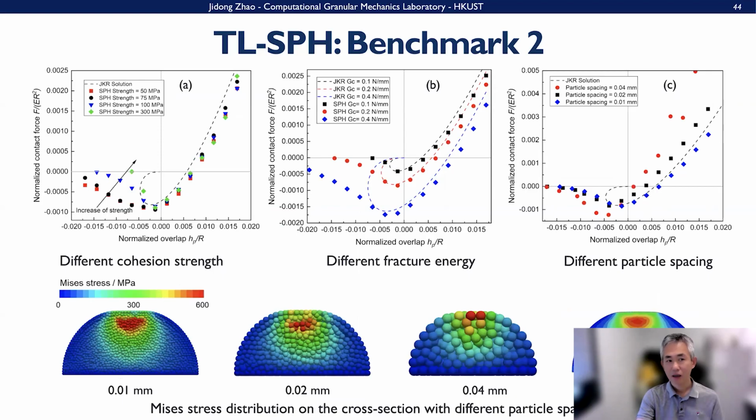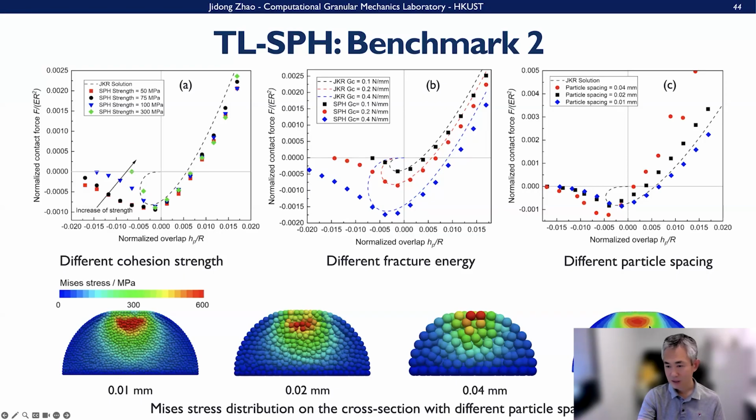examination of the contact force as shown before, how that would depend on the strength, and also different fracture energy will affect the behaviors, and also different particle spacing, which is quite similar to SPG, quite similar to the mesh density, right? How would that affect the performance? We did a consistent study here. Indeed, these are the illustrations here.